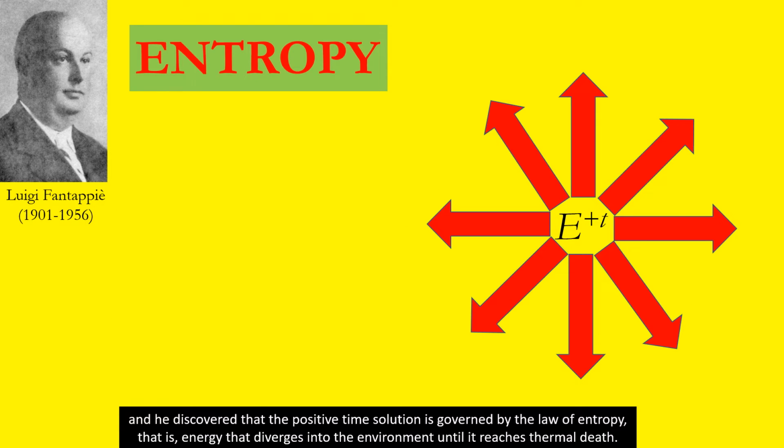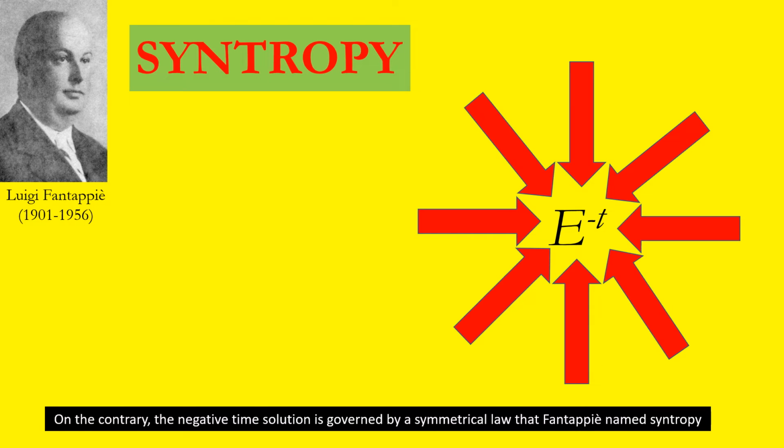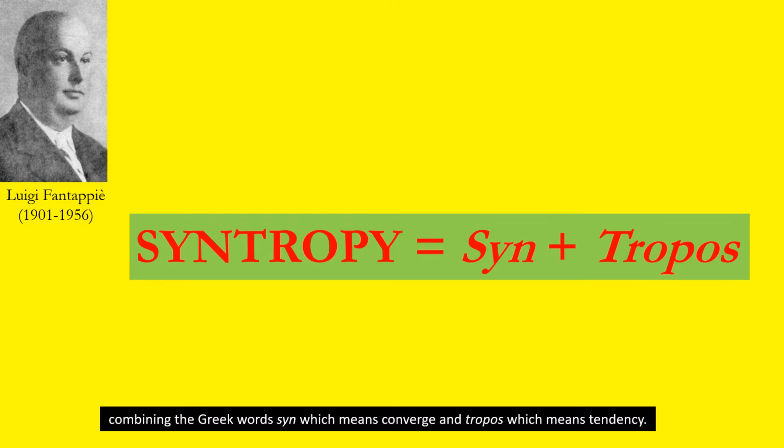And he discovered that the positive time solution is governed by the law of entropy, that is, energy that diverges into the environment until it reaches thermal death. On the contrary, the negative time solution is governed by a symmetrical law that Fantappiè named syntropy. Combining the Greek words syn, which means converge, and tropos, which means tendency.